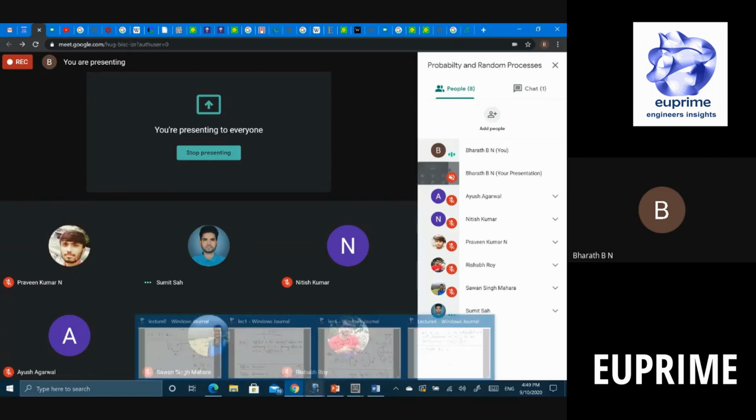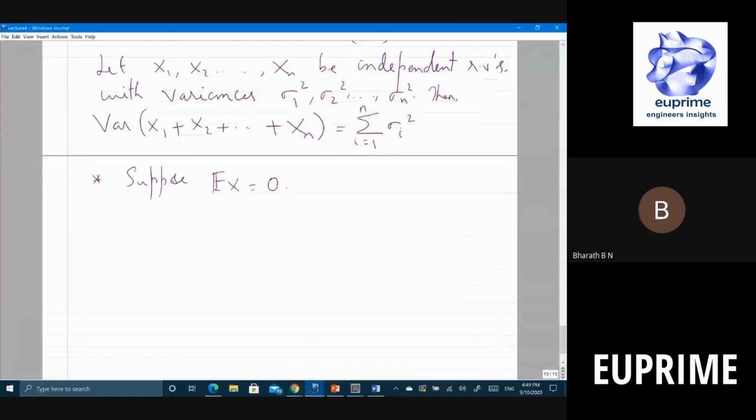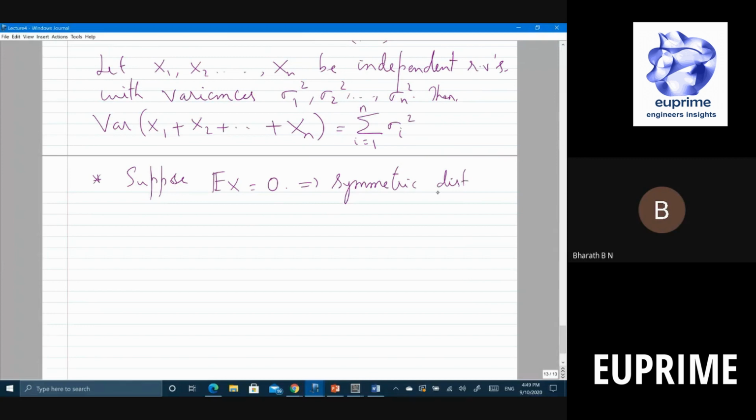Now suppose it's not equal to 0. So it implies a non-symmetric distribution. Suppose the expected value of x is not equal to 0. So what does that mean? Basically the PDF or PMF is either shifted towards the positive or negative side, or it's skewed towards positive or negative.